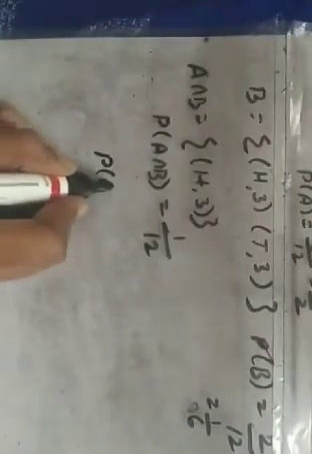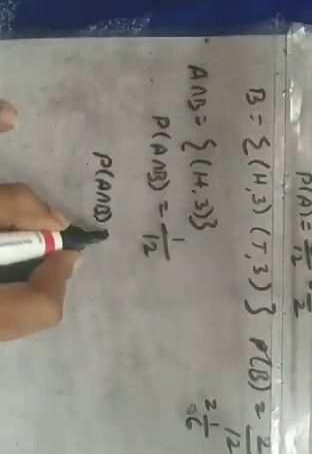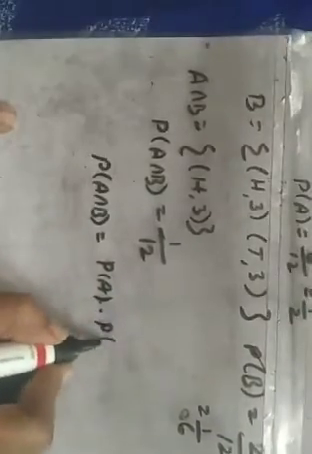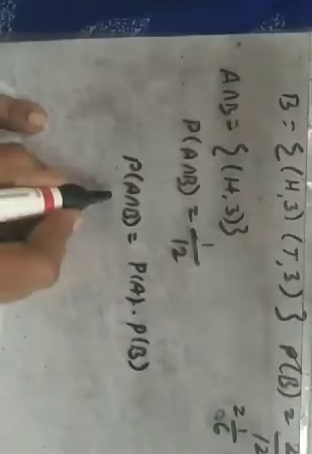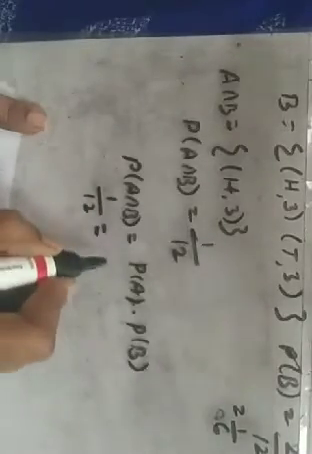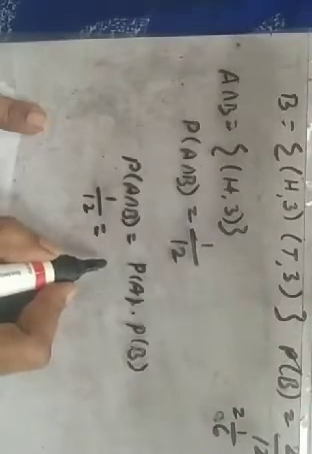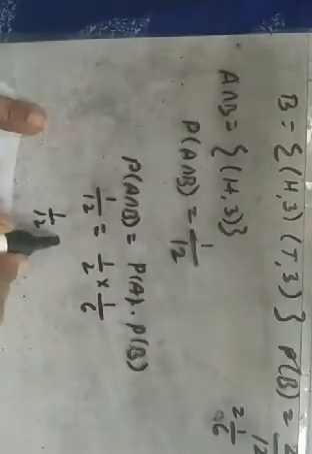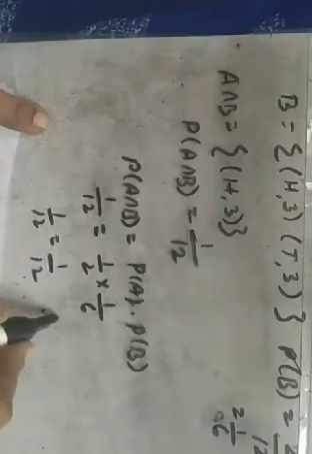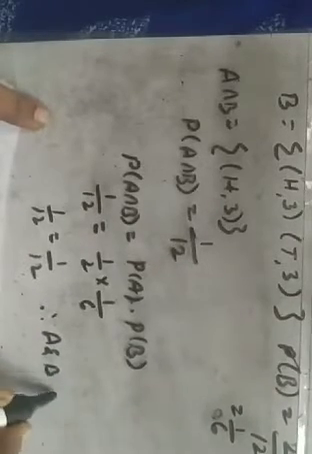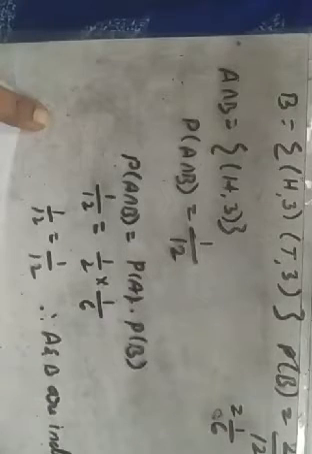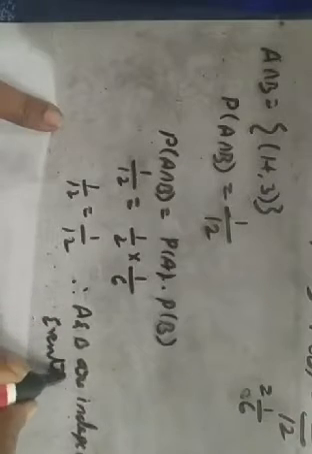So then, let us check P of A intersection B. For independence, we have to check P of A into P of B. What is the intersection? 1 by 12 is equal to, what is P of A? P of A is 1 by 2. P of B is 1 by 6. 1 by 12 is equal to 1 by 12. Therefore, A and B are independent events.